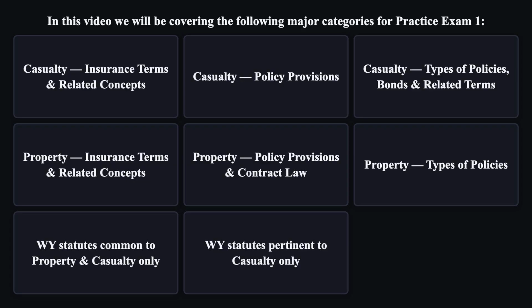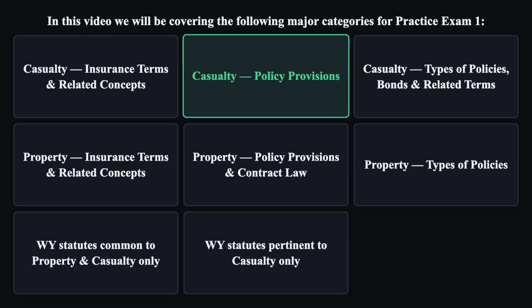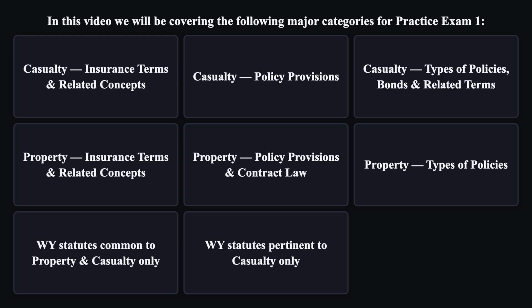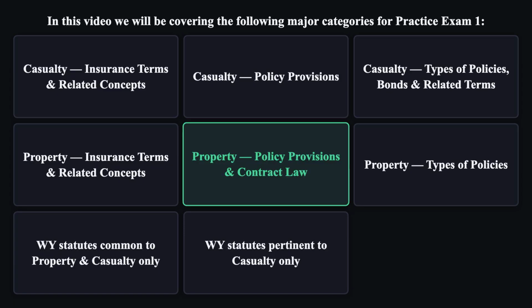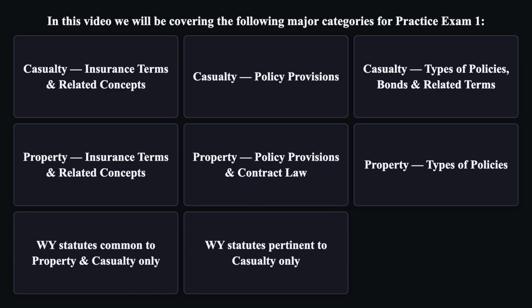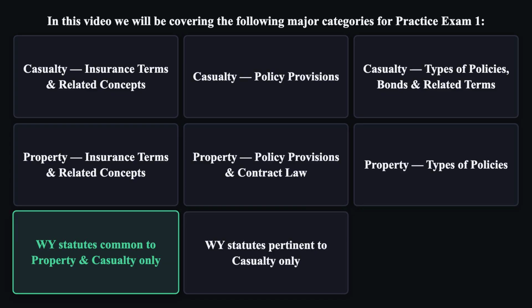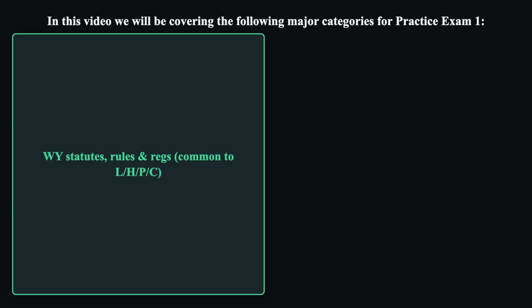In this video, we will be covering the following major categories for Practice Exam 1. Casualty, insurance terms and related concepts. Casualty, policy provisions. Casualty, types of policies, bonds, and related terms. Property, insurance terms and related concepts. Property, policy provisions and contract law. Property, types of policies. WY statutes common to property and casualty only. WY statutes pertinent to casualty only. WY statutes, rules, and regs.